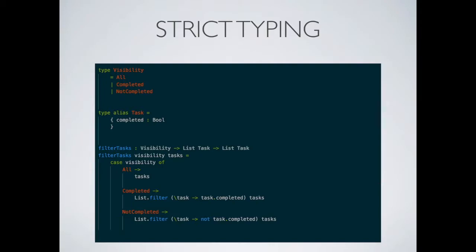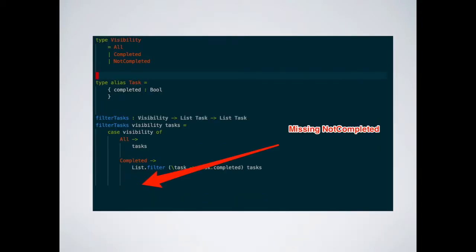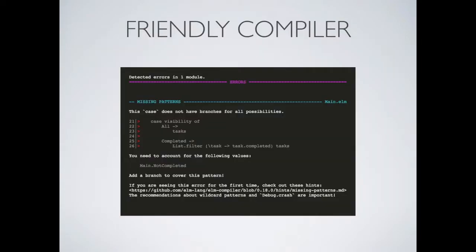And let's see how it actually does it. So let's say we missed not completed. What will the compiler say? It will say that this case does not have branches for all possibilities, so you need to account for the following values. Main is basically the module name. Not completed is not handled here. The compiler will just provide you with a friendly error, and it will even supply a link where you can read about this specific error. So it's just simply amazing.